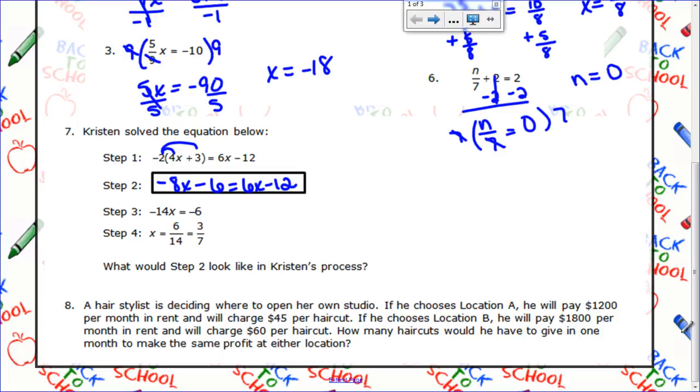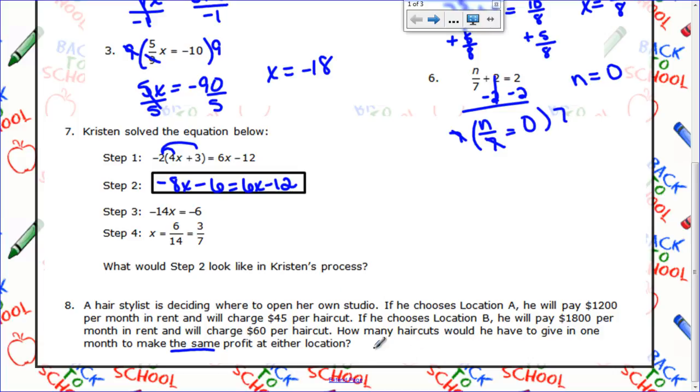So you got a hairstylist deciding where to open her own studio. If she chooses location A, she'll pay $1,200 per month in rent and will charge $45 per haircut. If she chooses location B, she'll pay $1,800 per month in rent and will charge $60 per haircut. How many haircuts would she have to give in 1 month to make the same profit at either location? And so I want them to be equal. That's what the words the same mean. So location A needs to equal location B.